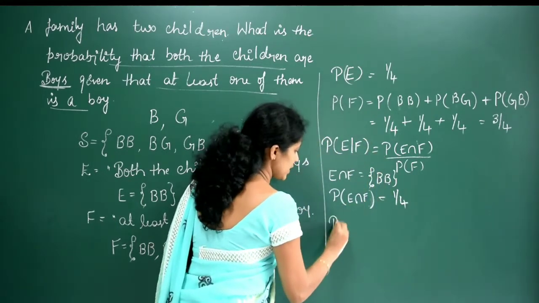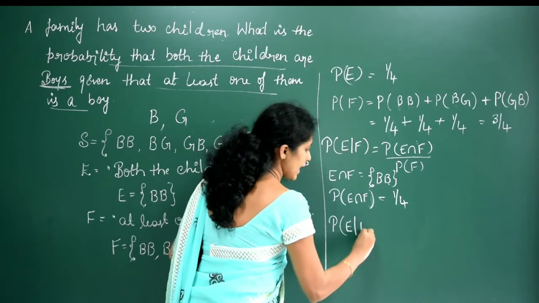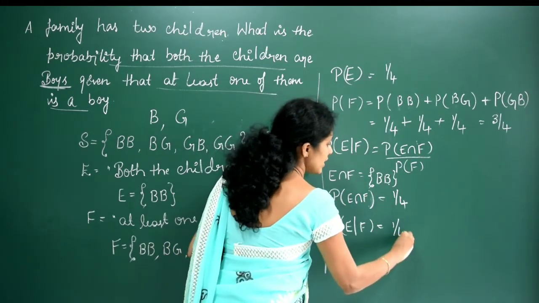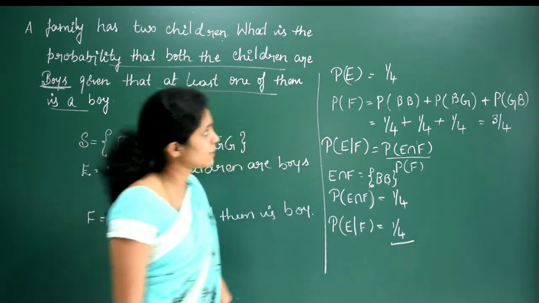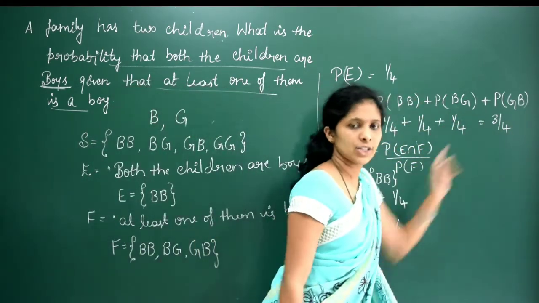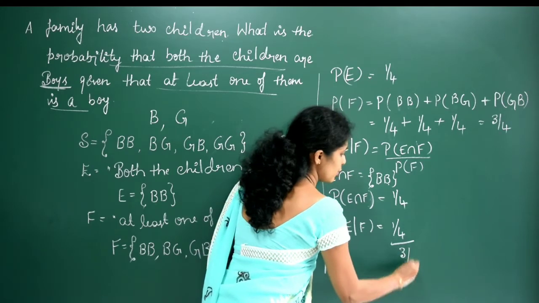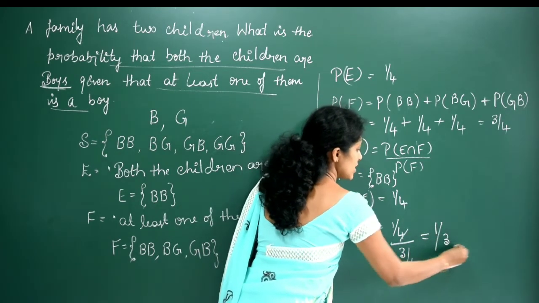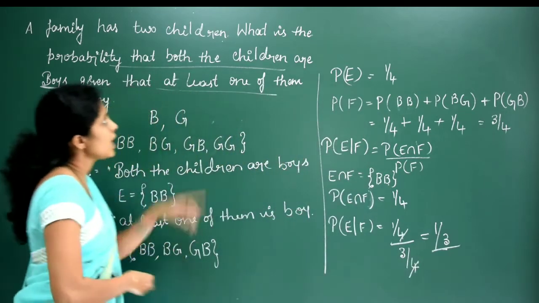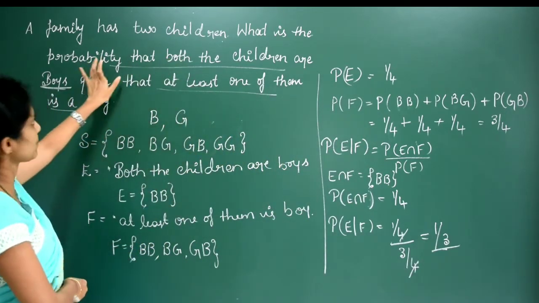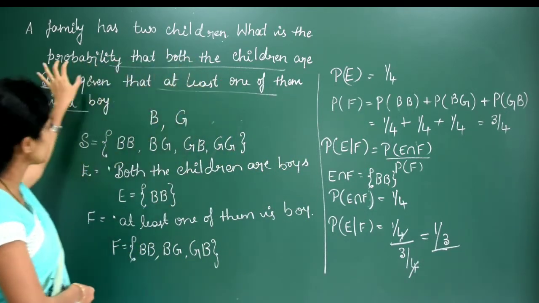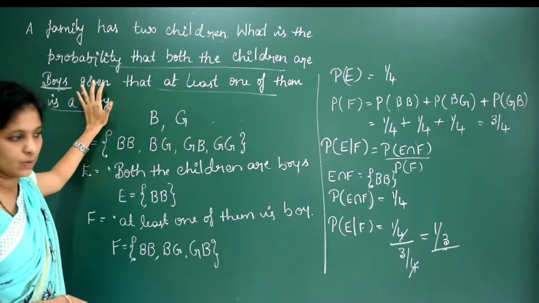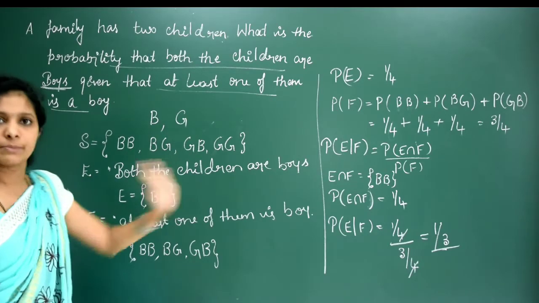So finally, substitute here: P of E by F is equal to P of E intersection F, which is 1 by 4, divided by P of F, which is 3 by 4. So 4 and 4 will get cancelled, and it is equal to 1 by 3. So this is the final answer. That is the probability of both the children being boys, given the condition that at least one of them is a boy. That is 1 by 3.